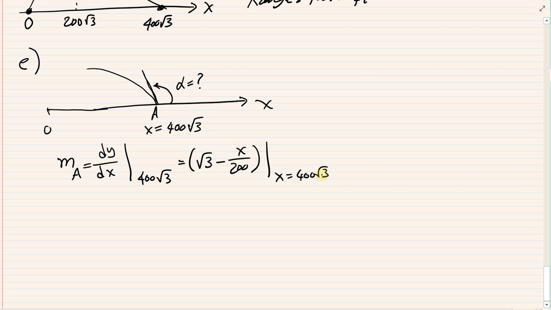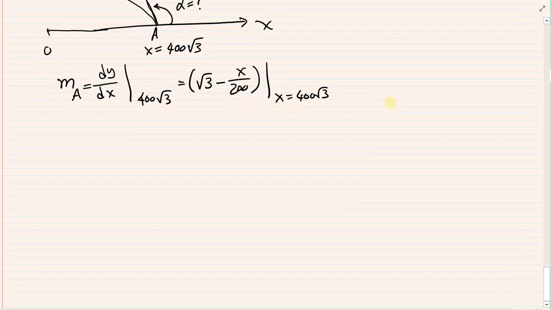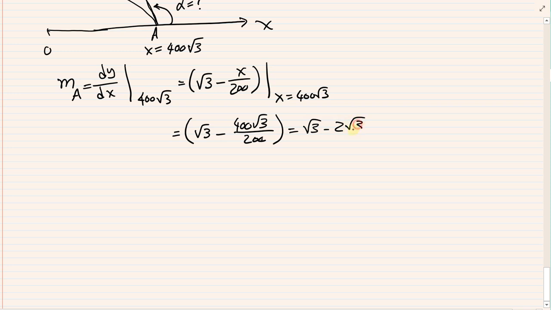Evaluated at x equal 400 root 3. That means you just plug in that number for x. So this is going to be root 3 minus 400 root 3 over 200, right? And that's going to be root 3 minus 2 root 3. Divide the 200s out. And those are like radicals, negative root 3. Now let's analyze this one. Again, that's the slope of a tangent at A.